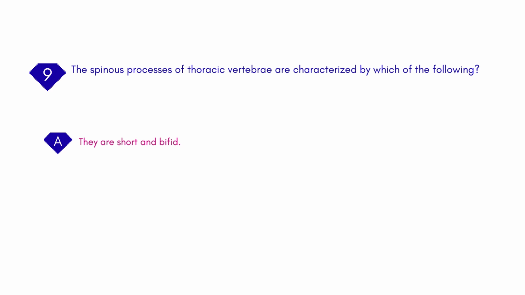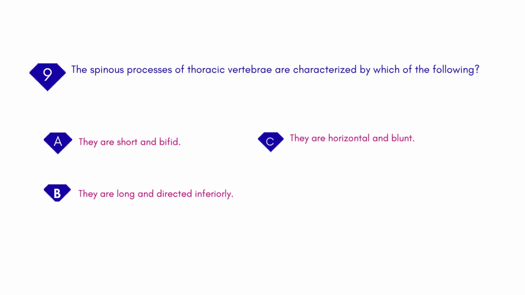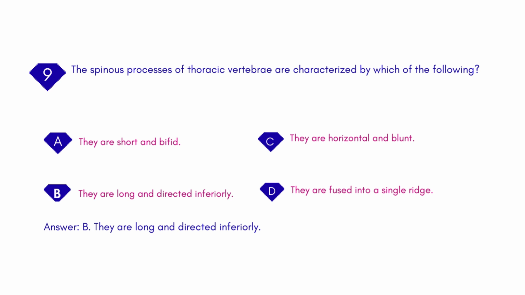A. They are short and bifid. B. They are long and directed inferiorly. C. They are horizontal and blunt. D. They are fused into a single ridge. Answer: B. They are long and directed inferiorly.